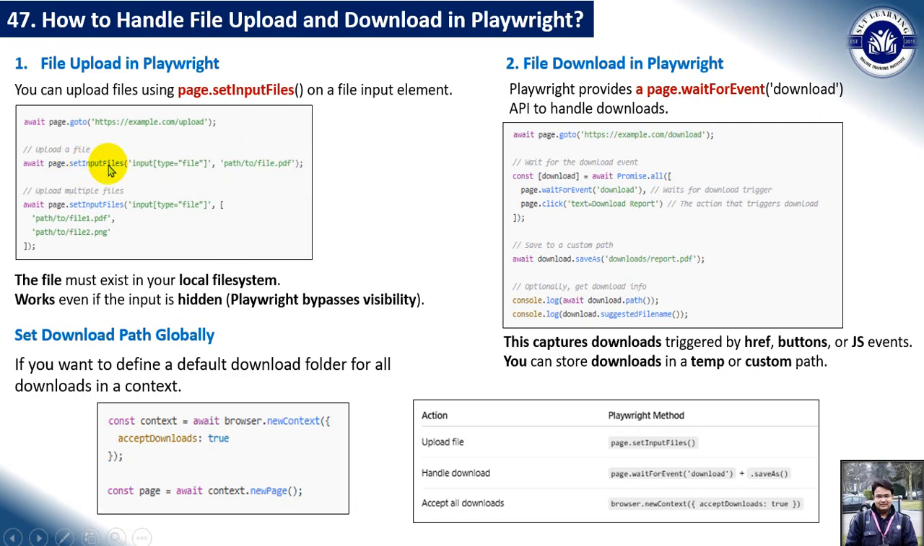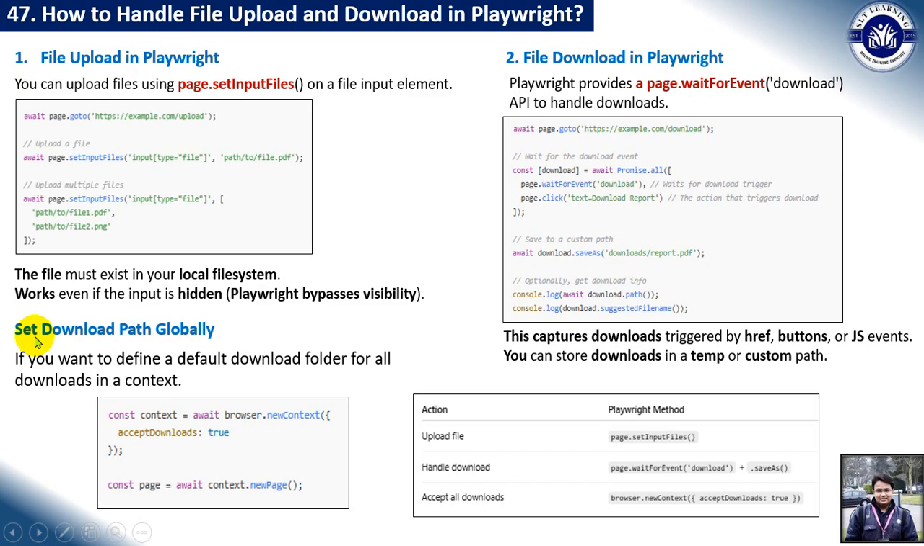Then once you set input files, upload a file, then upload multiple files. How can you do that? You can do it on this locator, and you can provide multiple files separated by commas. The file must exist in your local file system. This is the file system, you see, path to file.pdf. So this file should exist on your machine, and it works even if the input is hidden. So in this case, even though the file upload is visible set to false, Playwright will ignore that and it will upload the files.